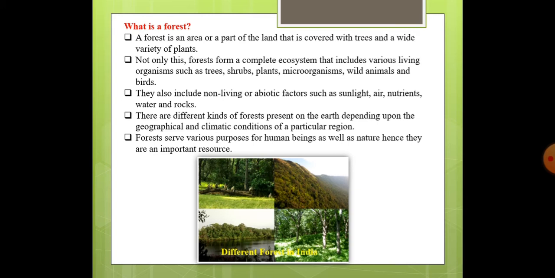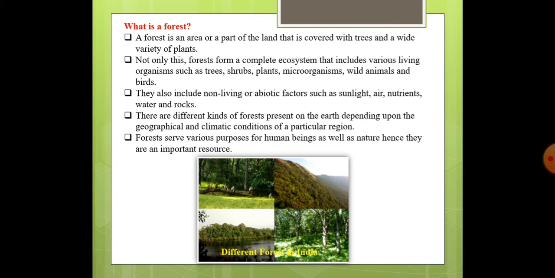Not only this, a forest forms a complete ecosystem that includes various living organisms such as trees, shrubs, plants, microorganisms, wild animals, and birds. This itself is a complete ecosystem. While we were studying ecosystem, I told you that all the biotic and abiotic factors come under it. Wild animals, birds, insects, and invertebrate and vertebrate animals are all seen in this ecosystem. They also include non-living or abiotic factors such as sunlight, air, nutrients, water, and rock.